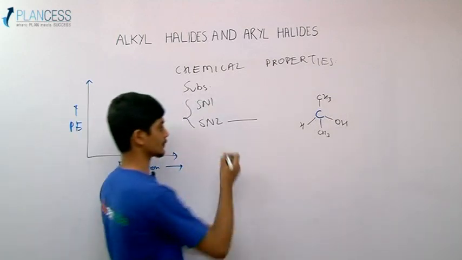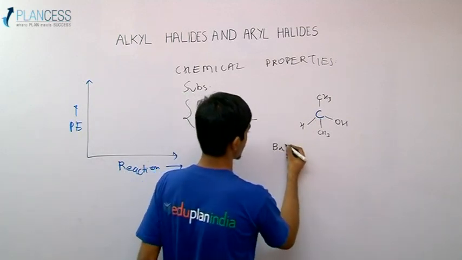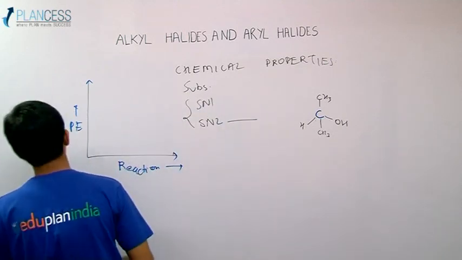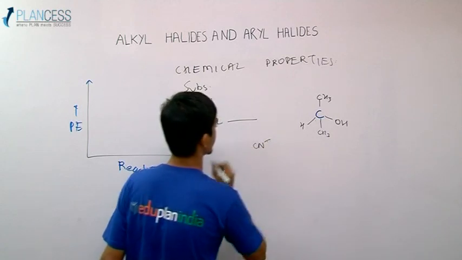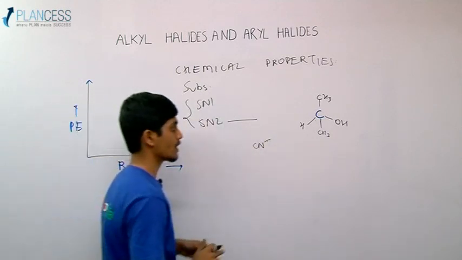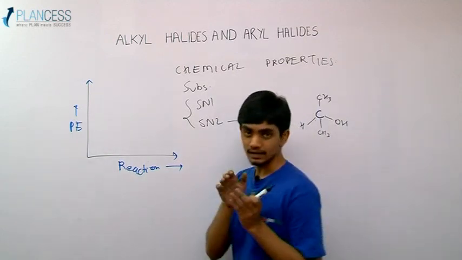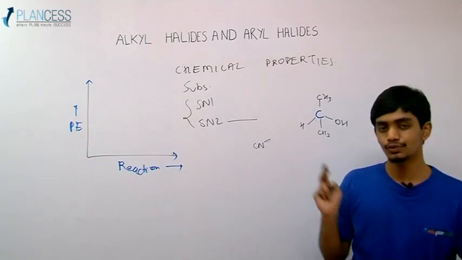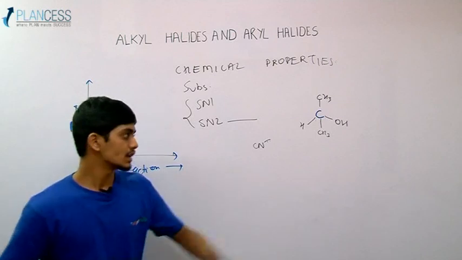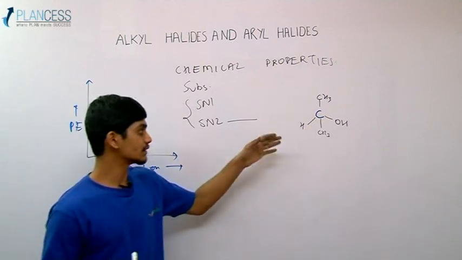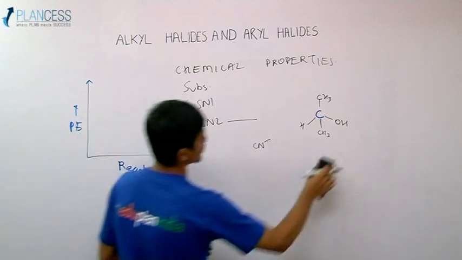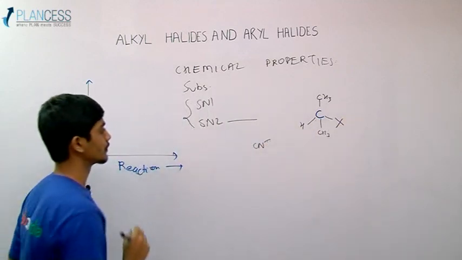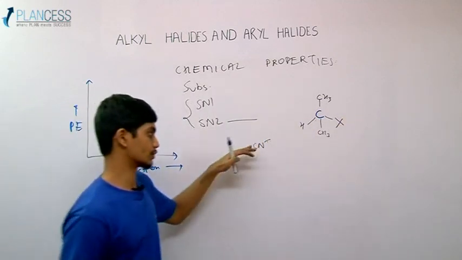So now we will take, suppose, Br minus. Instead of Br minus, let us take some other nucleophile. Let us take, suppose, HCN, or let us take our nucleophile as CN minus. Now, SN2 reaction is what? A reaction which is bimolecular in nature. That means the order of the reaction depends on the concentration of two species. Obviously the two species are the reactant, the alkyl halide, and the nucleophile.